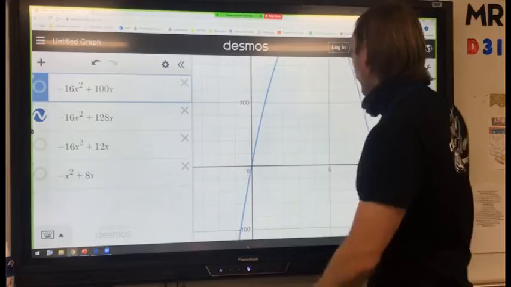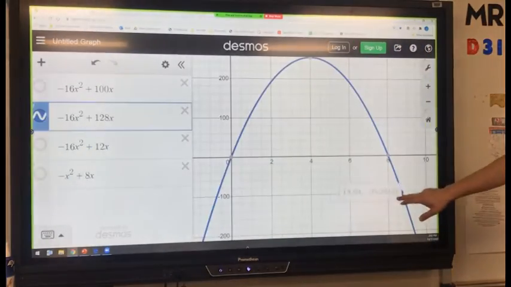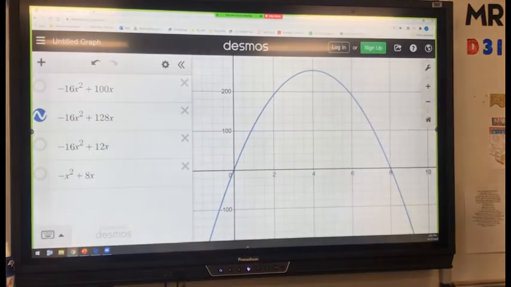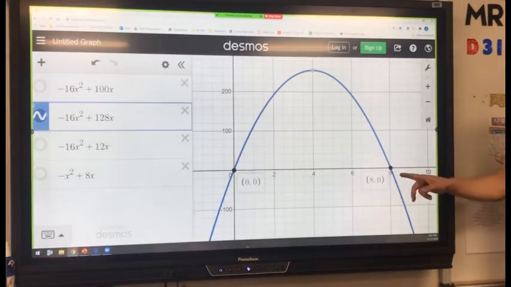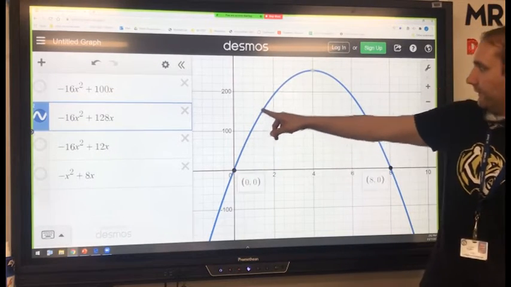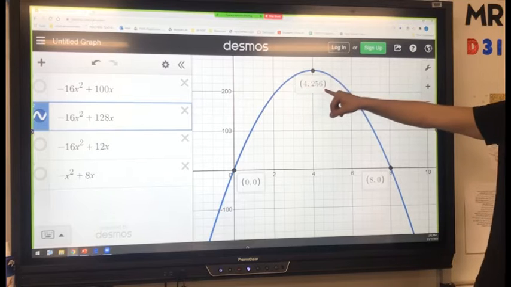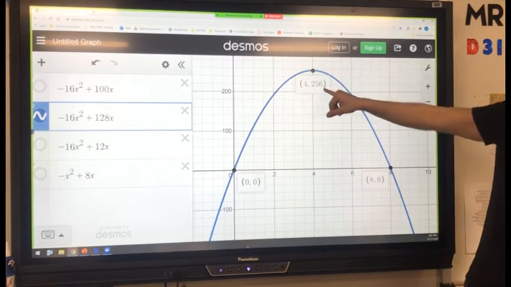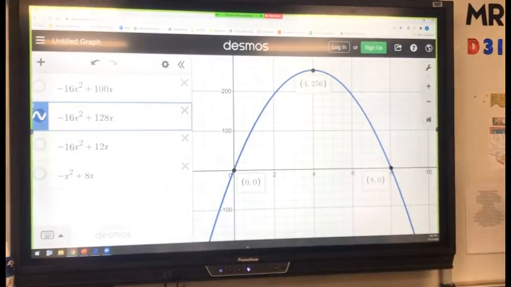Here's the graph of my rocket. The rocket went up, and then it landed. Which of these points tells me how long it took for it to hit the ground? 8 seconds, on the x-axis. So this is where the rocket started, at 0 time and 0 height, and then it lifted off and reached a peak of how high? 256. And 4 is how long it took to get to its maximum height. So it took 4 seconds to reach a max height of 256 feet, and then it came down and hit the ground at 8 seconds. Very good.